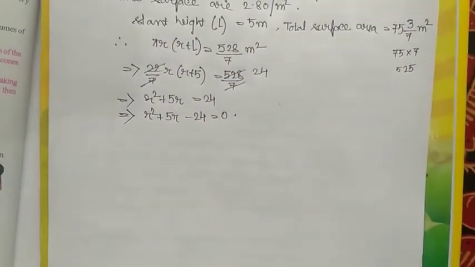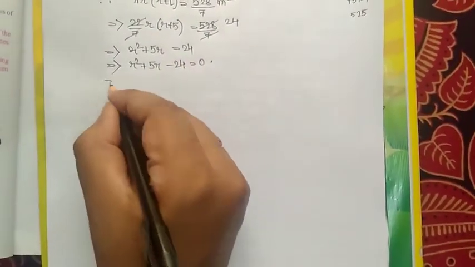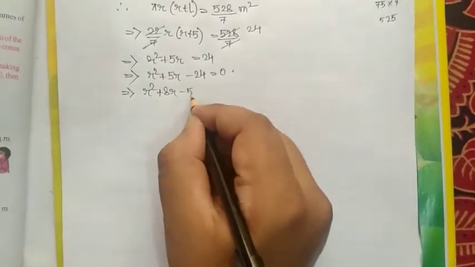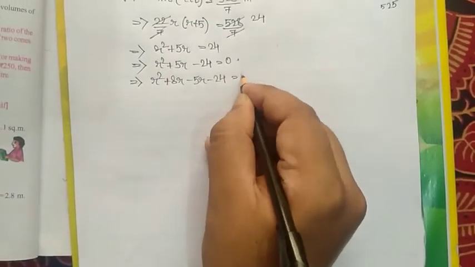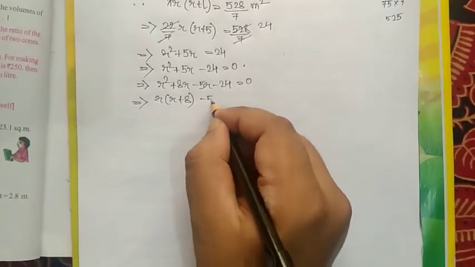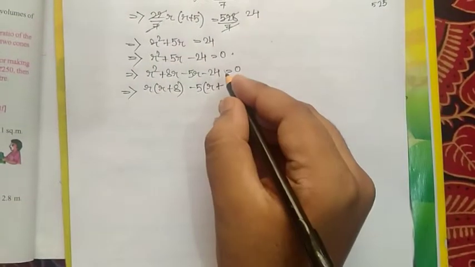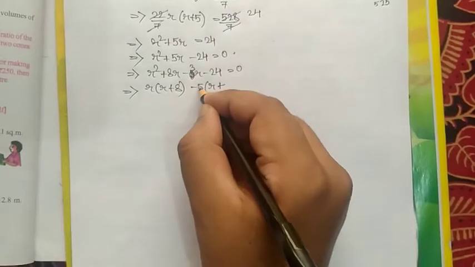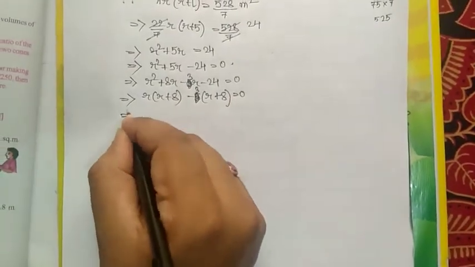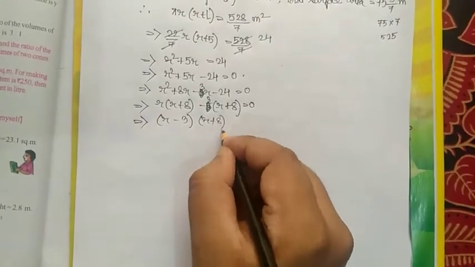Now we should use the middle term factorization here. So 24 should be broken into 8 and 3. So r square plus 8r minus 3r minus 24 equal to 0. r into (r plus 8) minus 3 (r plus 8) equal to 0. So (r minus 3) and (r plus 8) equal to 0.